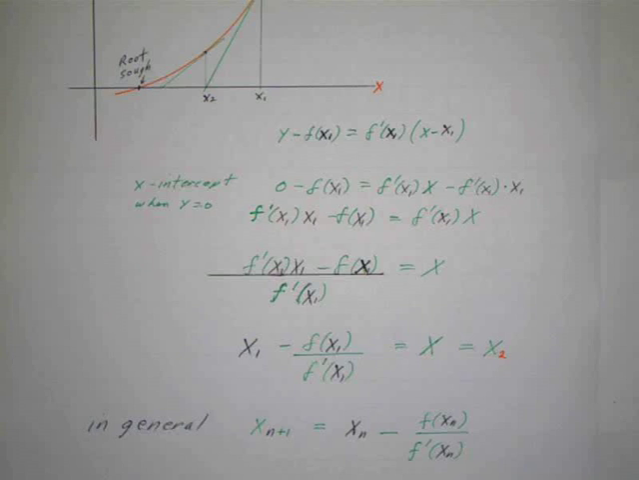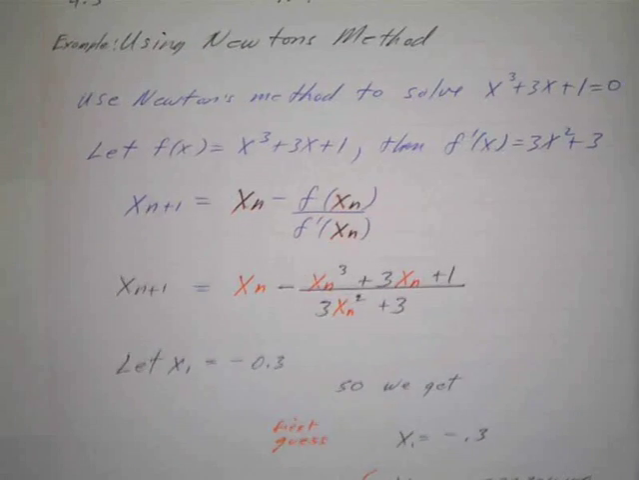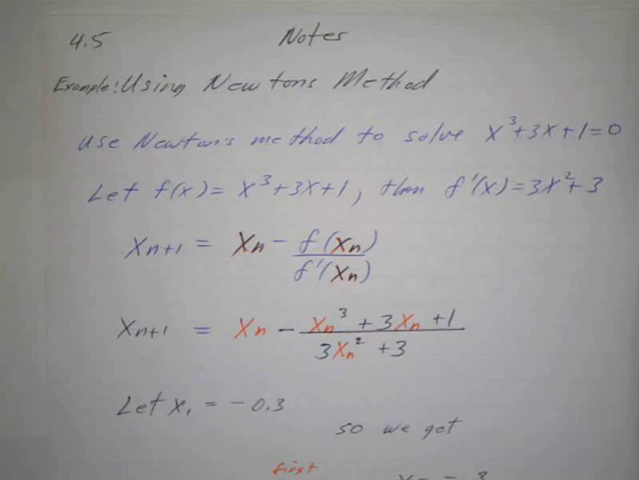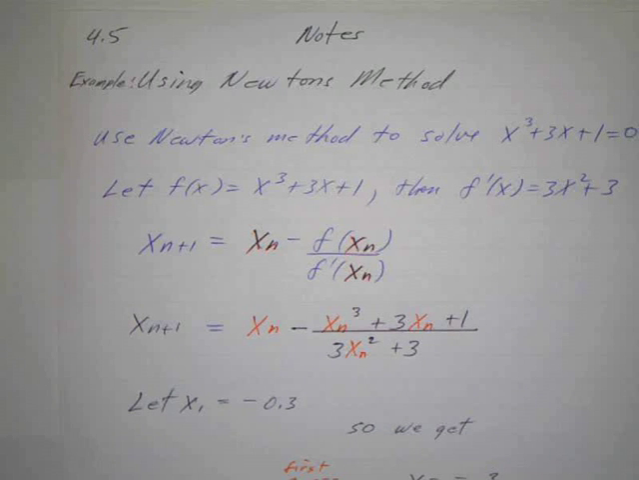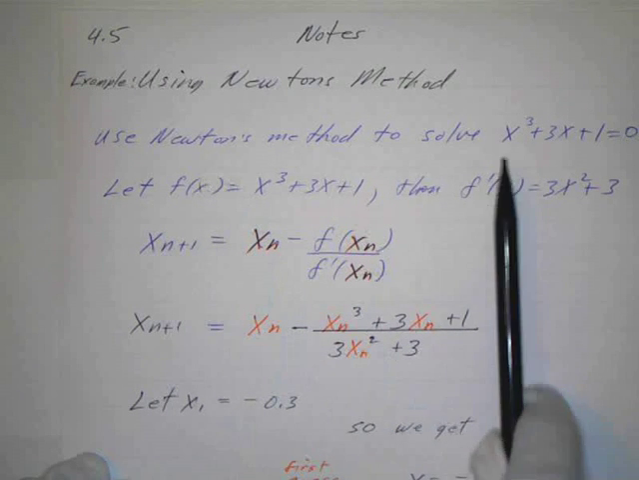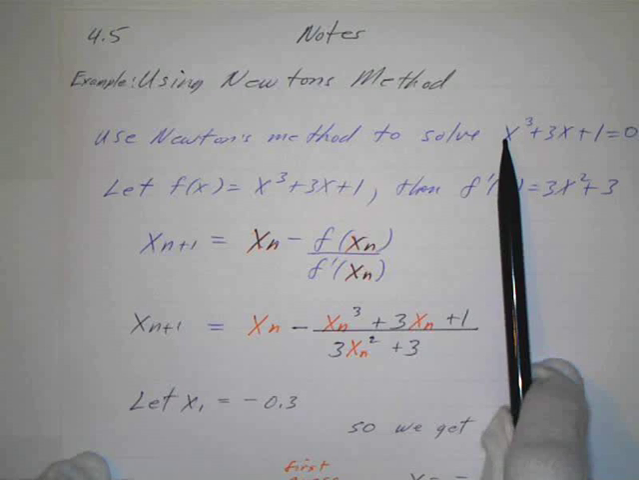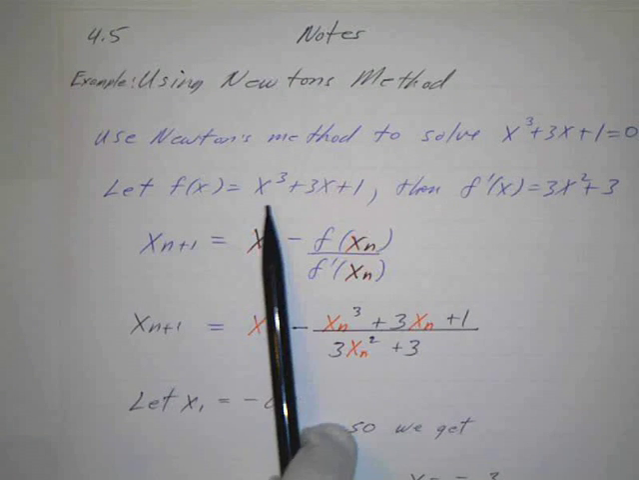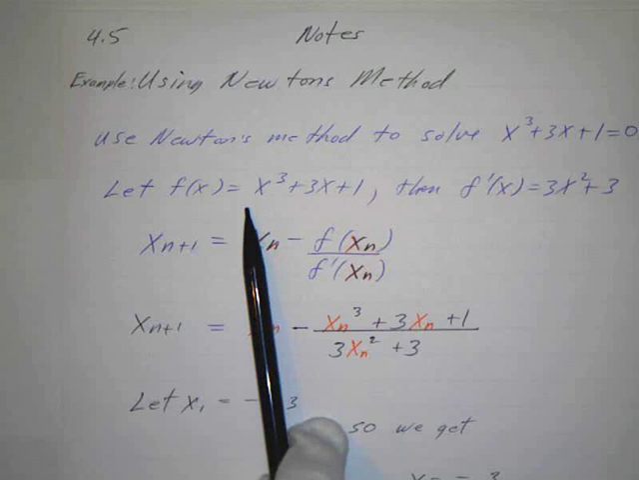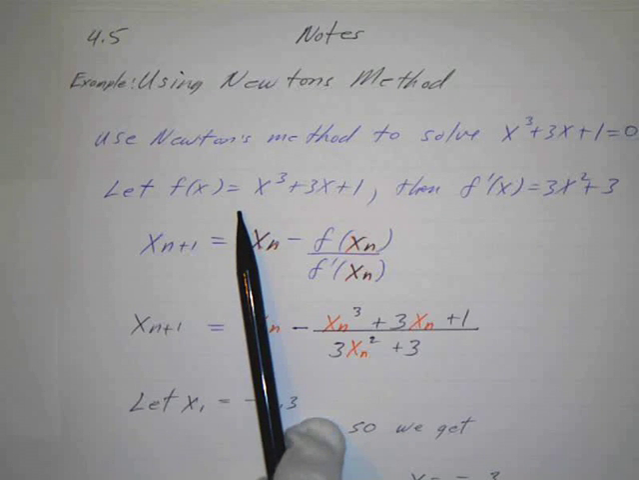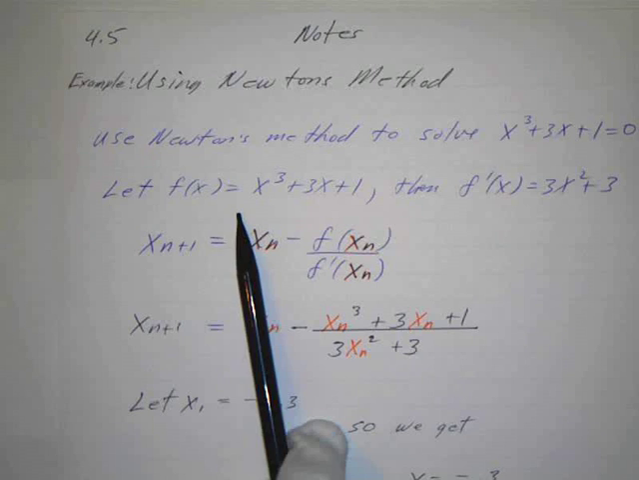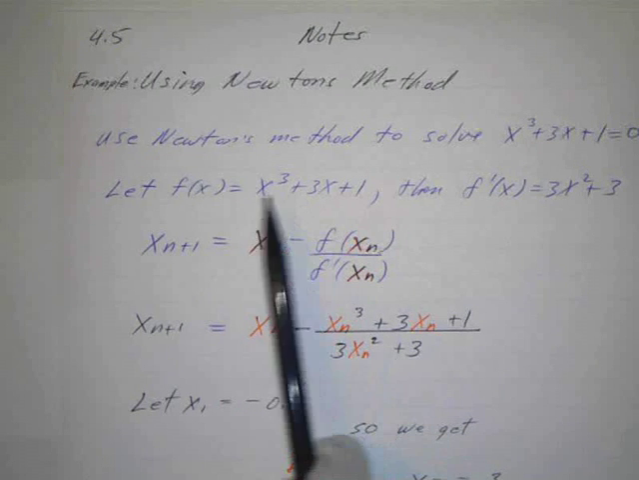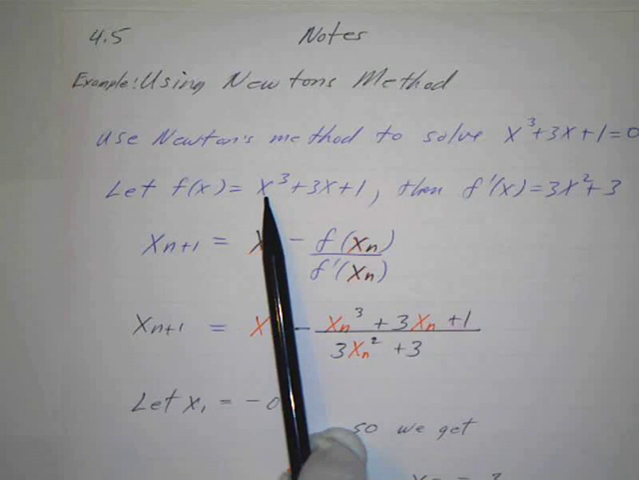Okay, so let's take a look at an example here, and this is going to be using Newton's method. We want to use Newton's method to solve this equation, x cubed plus 3x plus 1. So we want to find a root for this one. There may be several roots, but we're going to find one in this area, about where our approximation is going to be. So let's let f of x equal this.